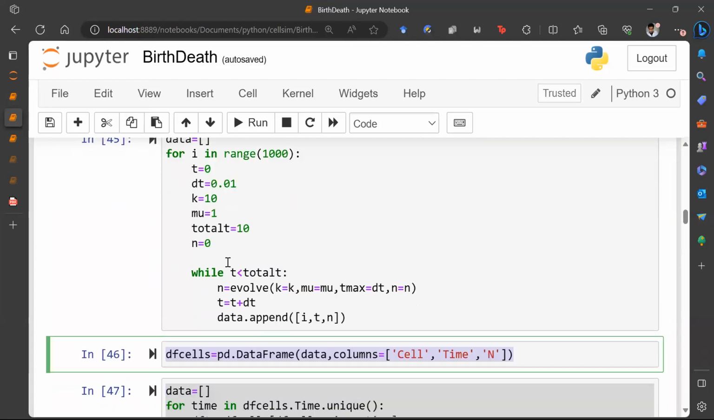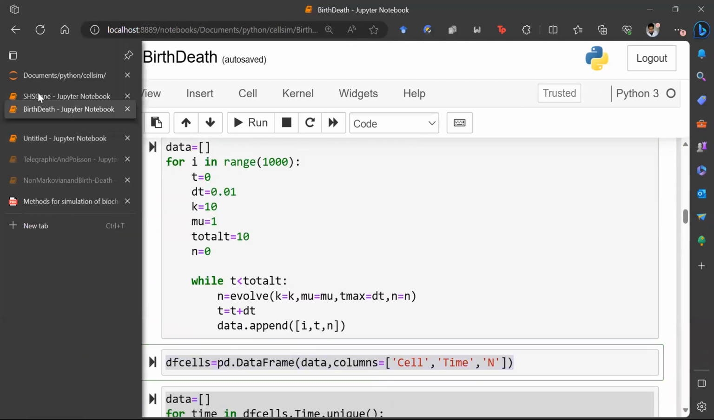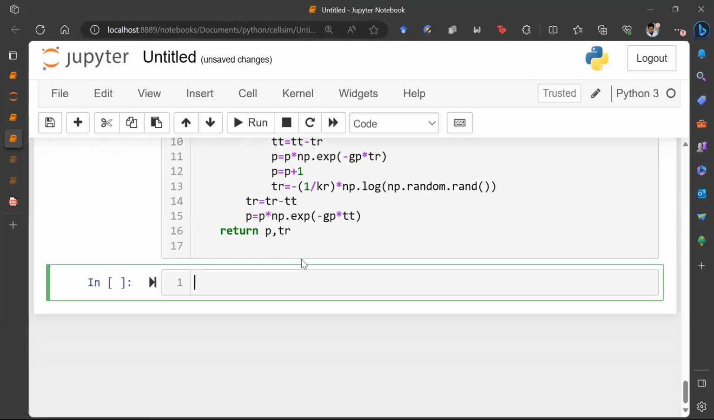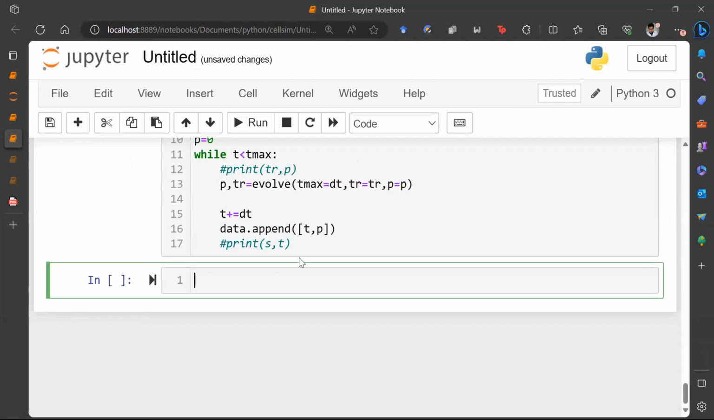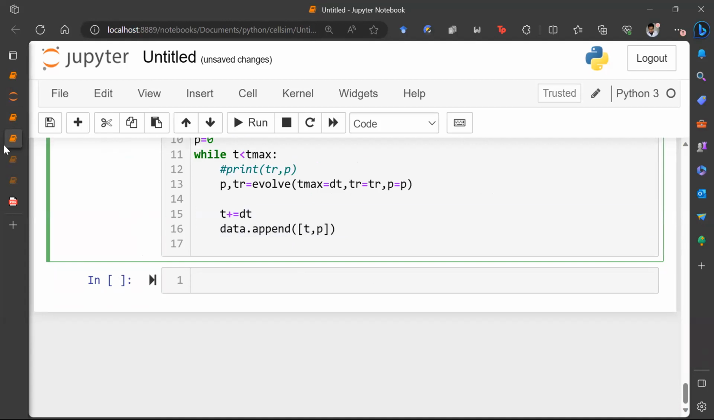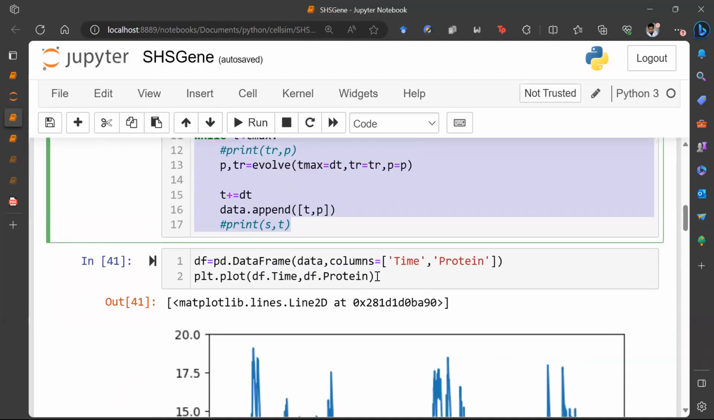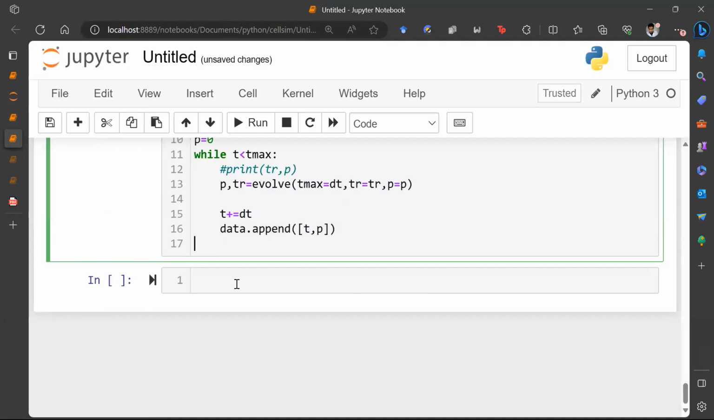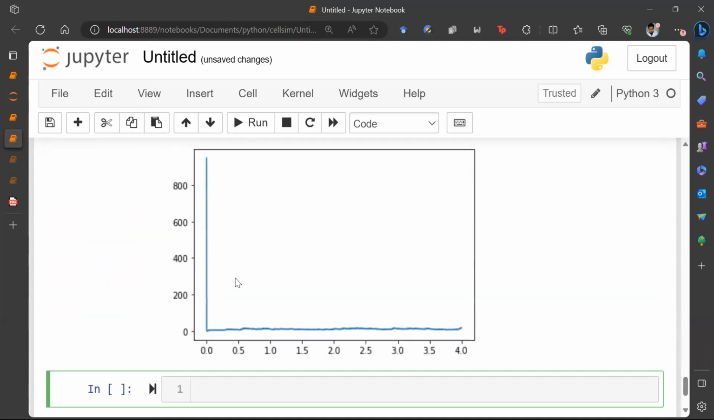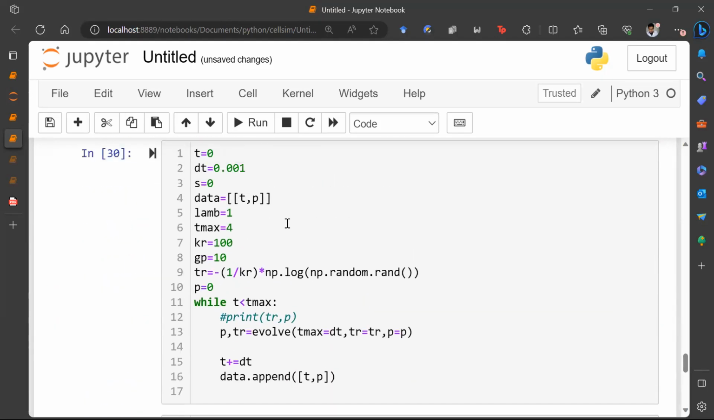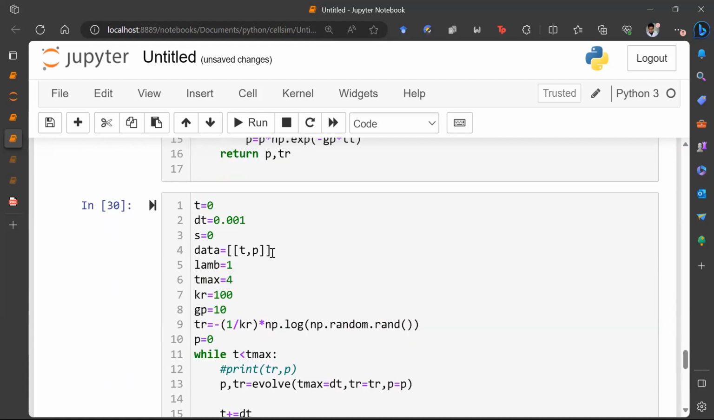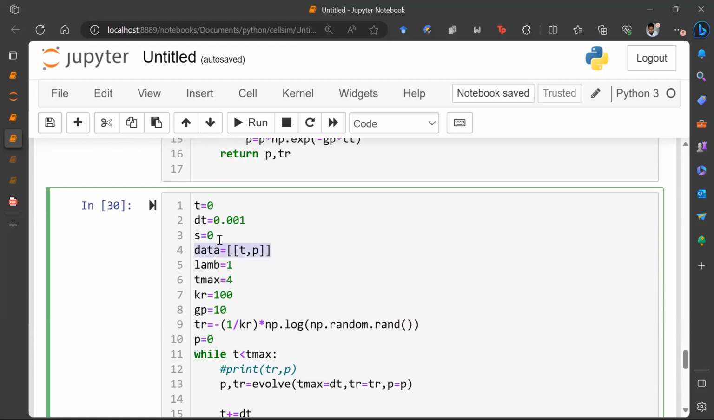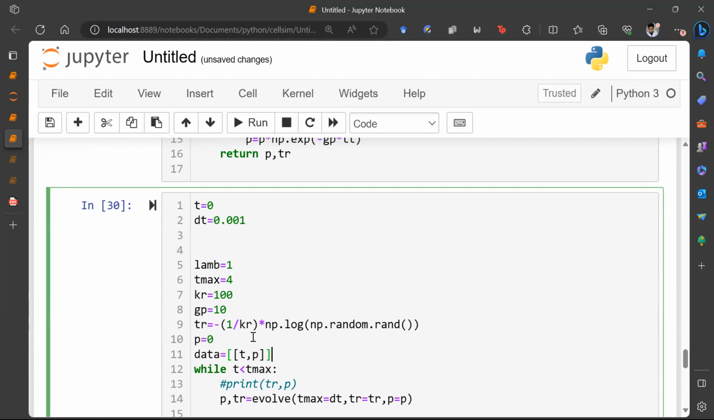So the same script for simulation, and I export the data, and we're going to see something like this. Here's just a question.